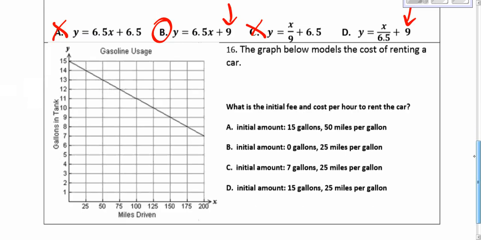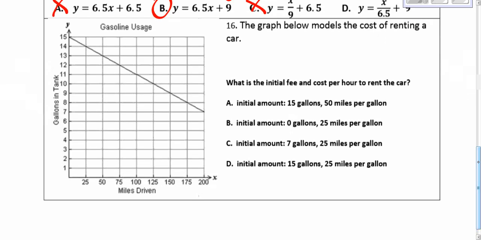Number 16, the graph below models the cost of renting a car. So you can see that the car starts with 15 gallons in the tank, and it's going down as you drive more miles. So what is the initial fee and the cost per hour to rent the car? I don't think this graph matches this question, which means we probably just changed it for the test. But the initial fee is 15. You can see that. And then it's going down.